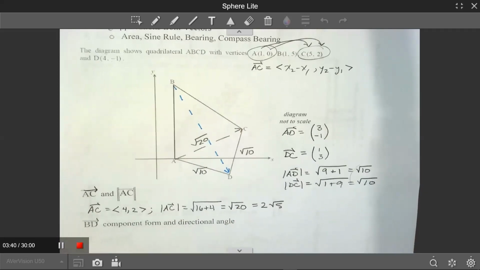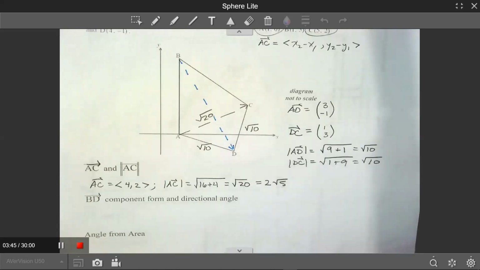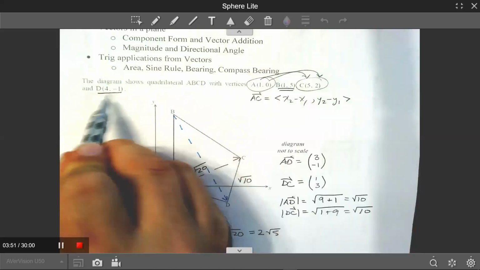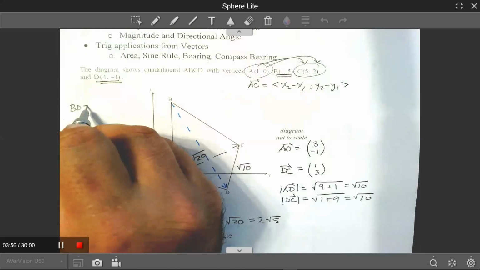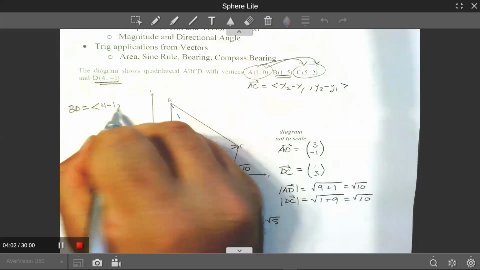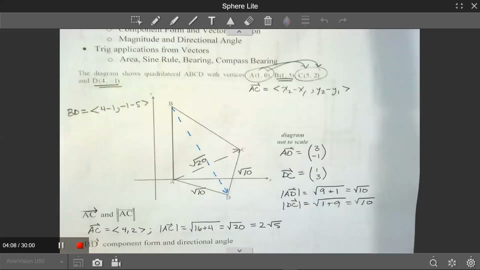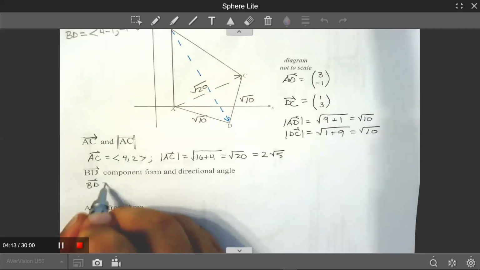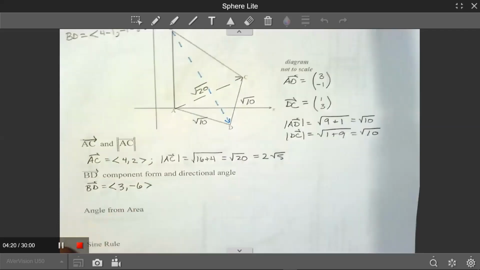Well, the component form of B to D: here is point B, here is point D. We know that B to D is going to be x2 minus x1, so that's 4 minus 1, and then y2 minus y1, that's negative 1 minus 5. So B to D in its component form is 3, negative 6.